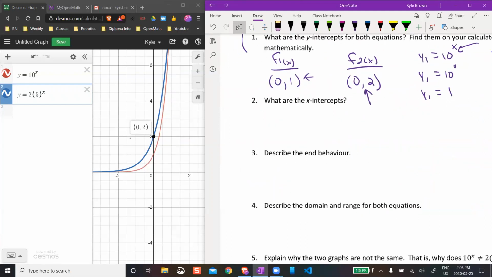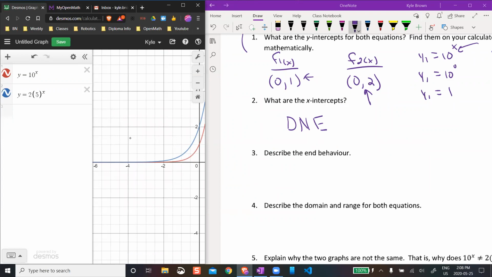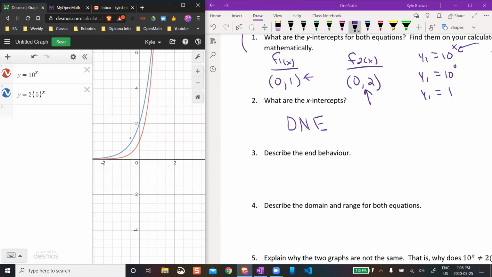Okay, so now it says, what are the x-intercepts? I'm going to write DNE for does not exist. Your x-intercepts don't exist. And that's what happens down here, right? We actually get an asymptote. This never does cross the line or the x-axis there. Describe the end behavior. So I'm just going to keep this simple. You could say that it starts low in quadrant 2 and it's high in quadrant 1, but I'm just going to say it rises. I'm just assuming it's from left to right. Maybe we'll say that it rises from left to right.